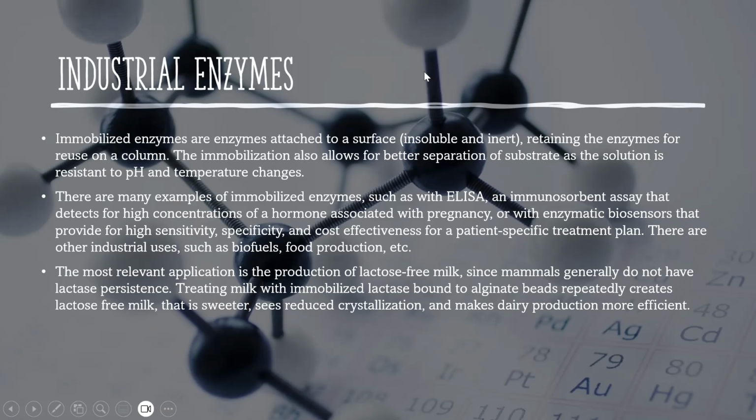There are many examples of immobilized enzymes, one of which is ELISA, which is a really cool immunosorbent assay that detects high concentration of HCG for pregnancy. I'm not exactly sure if you have to know ELISA specifically for that part of human physiology, but you do have to know about HCG.